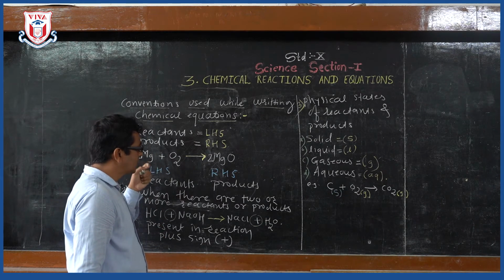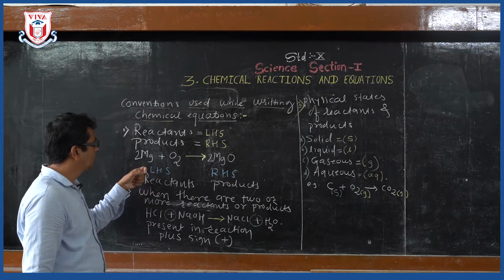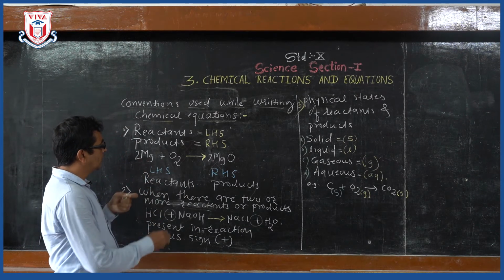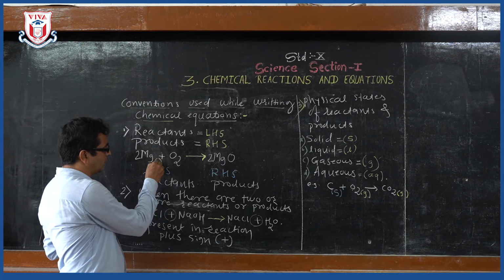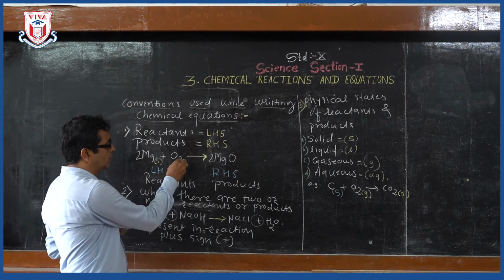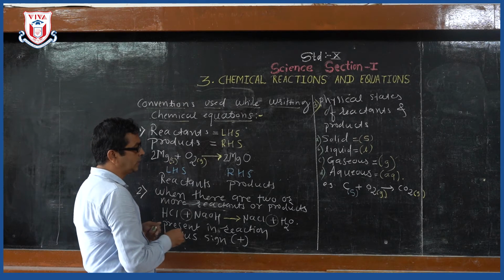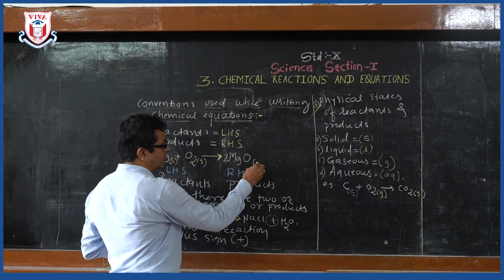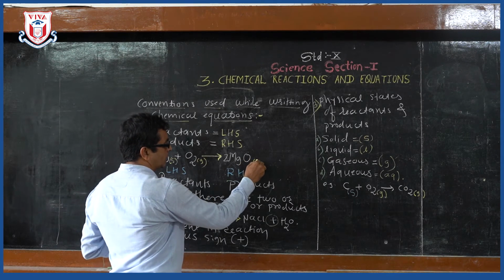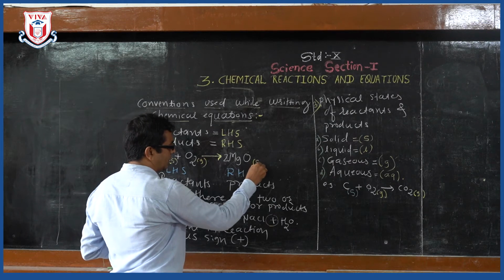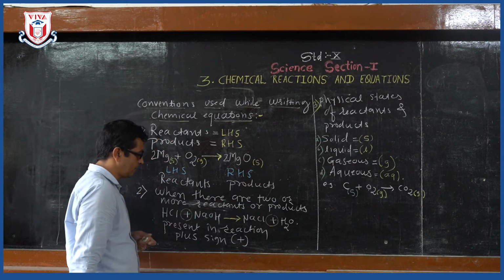Or you can take this example, that is magnesium. Here you will see that magnesium is in a solid state, so I will write s here. Oxygen is in a gaseous state, it is g. And magnesium oxide is in a solid state, so I will write s.